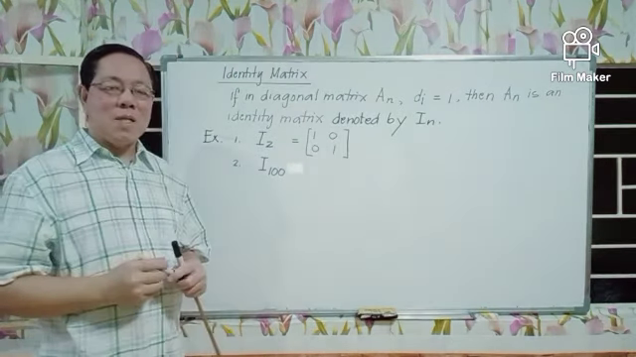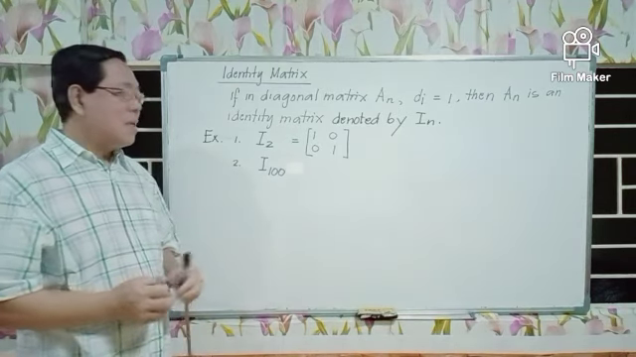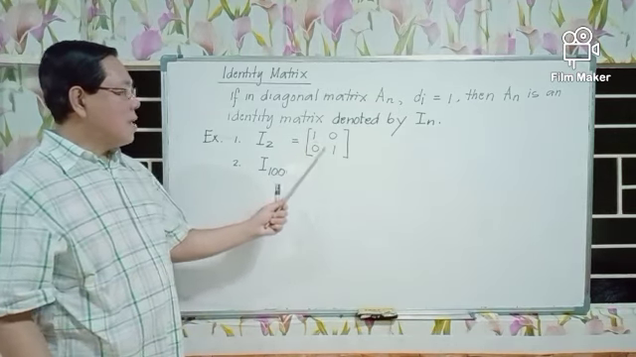This is the identity matrix. The diagonal entries are 1 and 1.